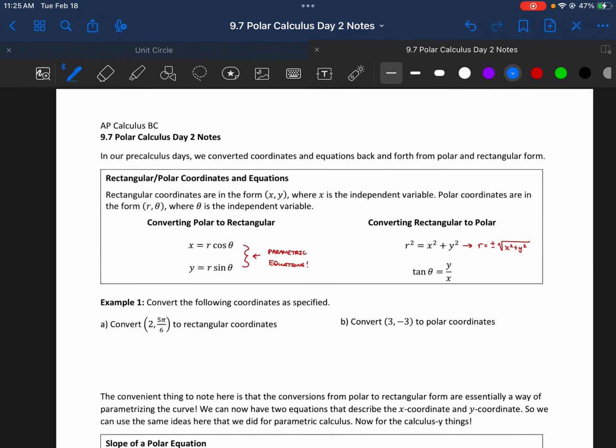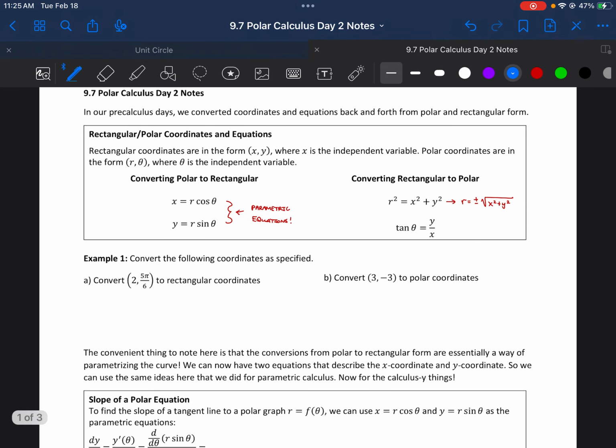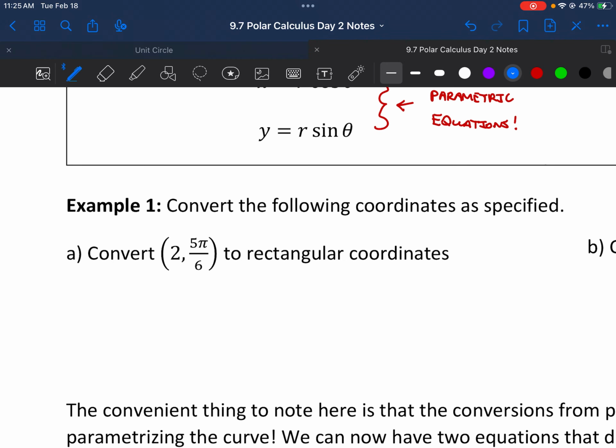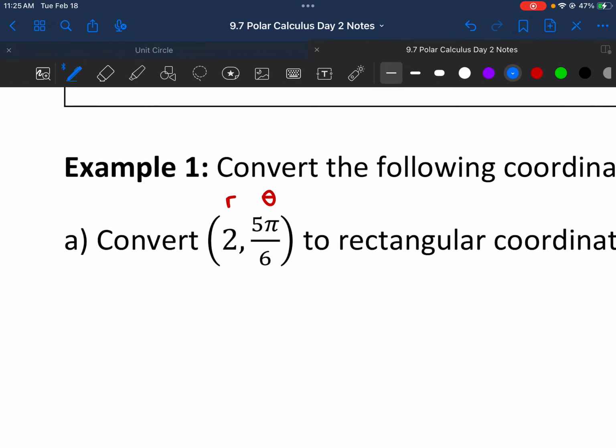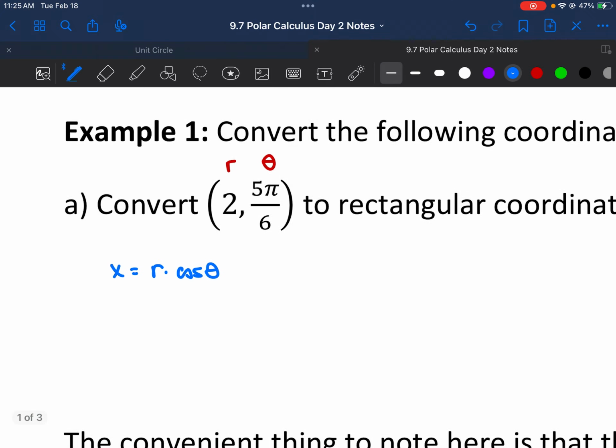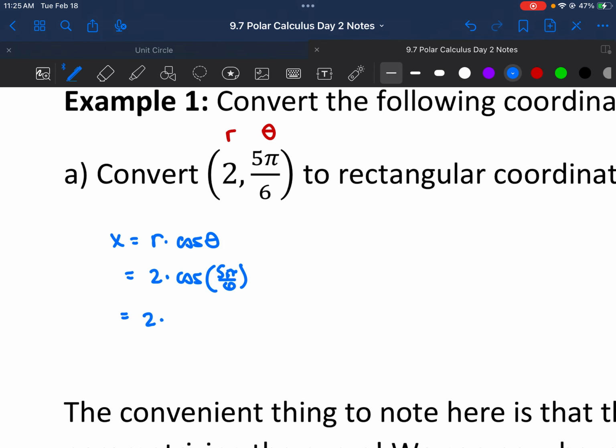All right, so let's do a couple quick conversion problems, and then we'll start introducing some calculus. So example 1a, we want to convert the polar coordinates 2, 5 pi over 6 into rectangular coordinates. 2 is r, 5 pi over 6 is theta. So we want to convert r and theta into x and y. We know x is r times the cosine of theta. In this example, r is 2 times the cosine of 5 pi over 6. Cosine of 5 pi over 6 is negative root 3 over 2. So 2 times negative root 3 over 2. The 2's cancel. We get negative root 3.